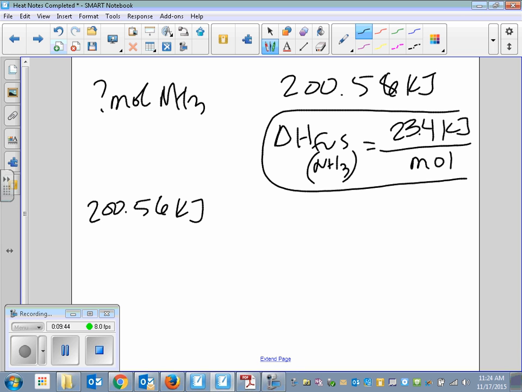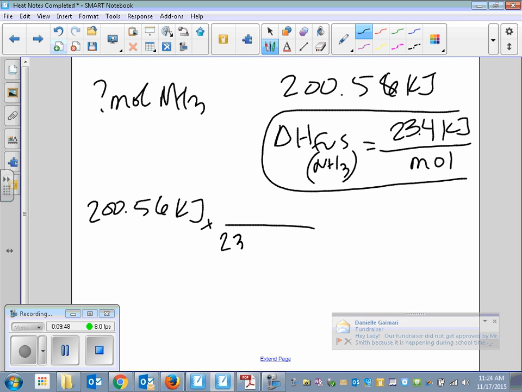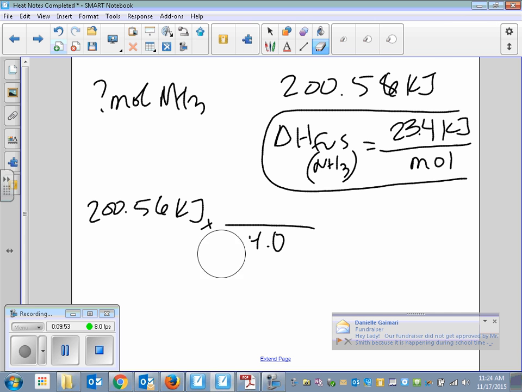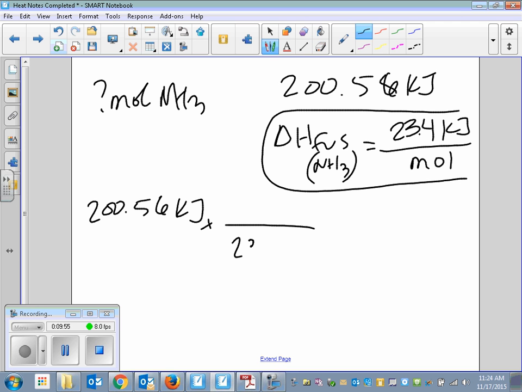Right, we're going to divide by H fusion. We're just going to flip the conversion factor so we can cancel. 23.4, sorry, my bad. 23.4 kilojoules per 1 mole of ammonia. Okay, so check. We've used both of these.